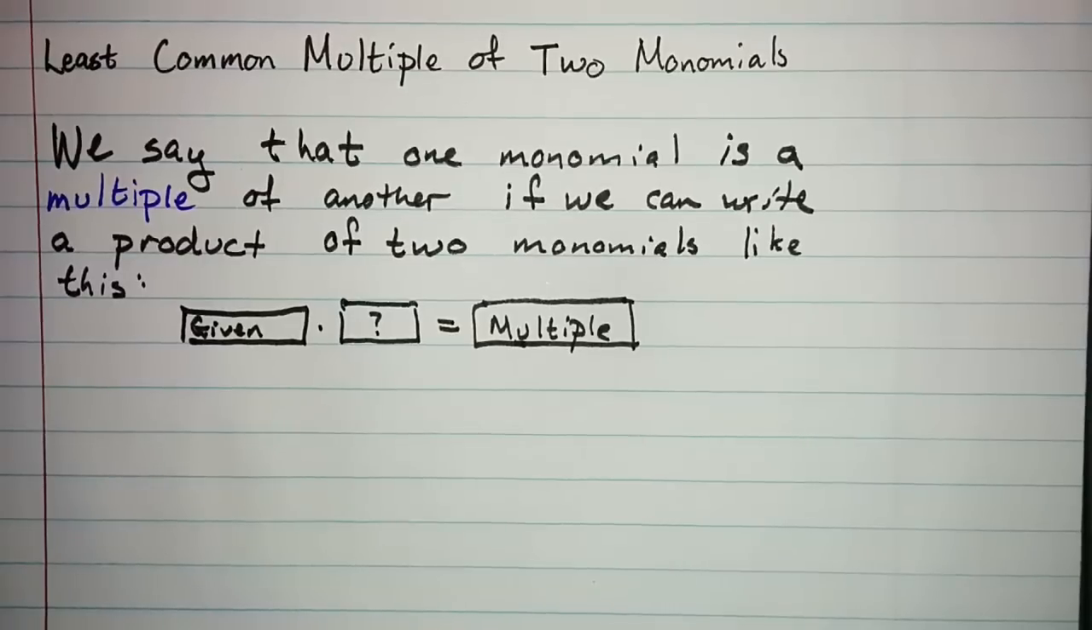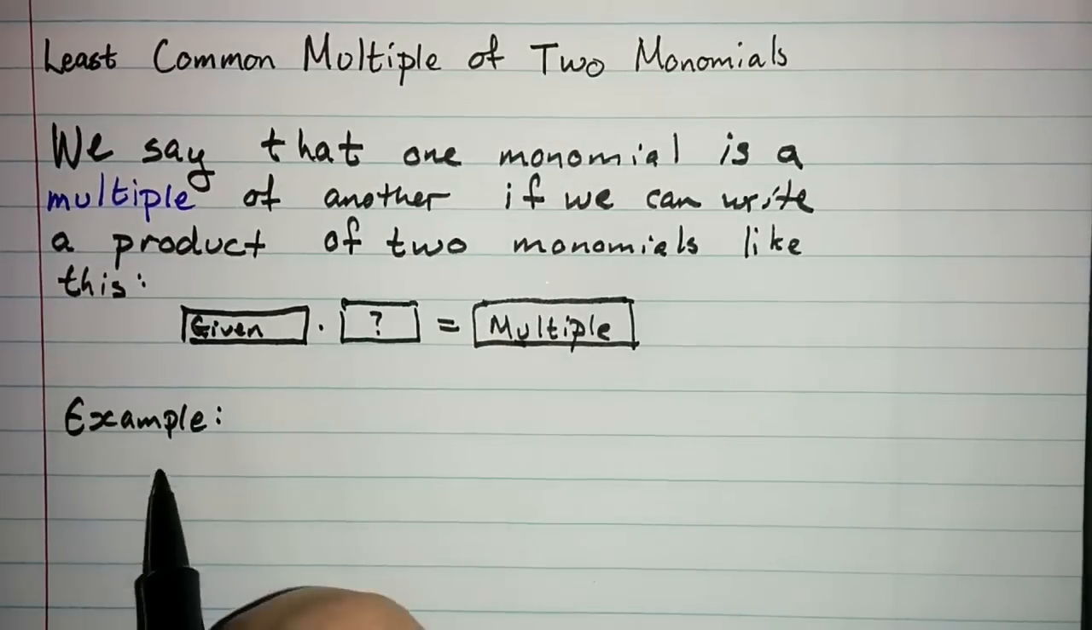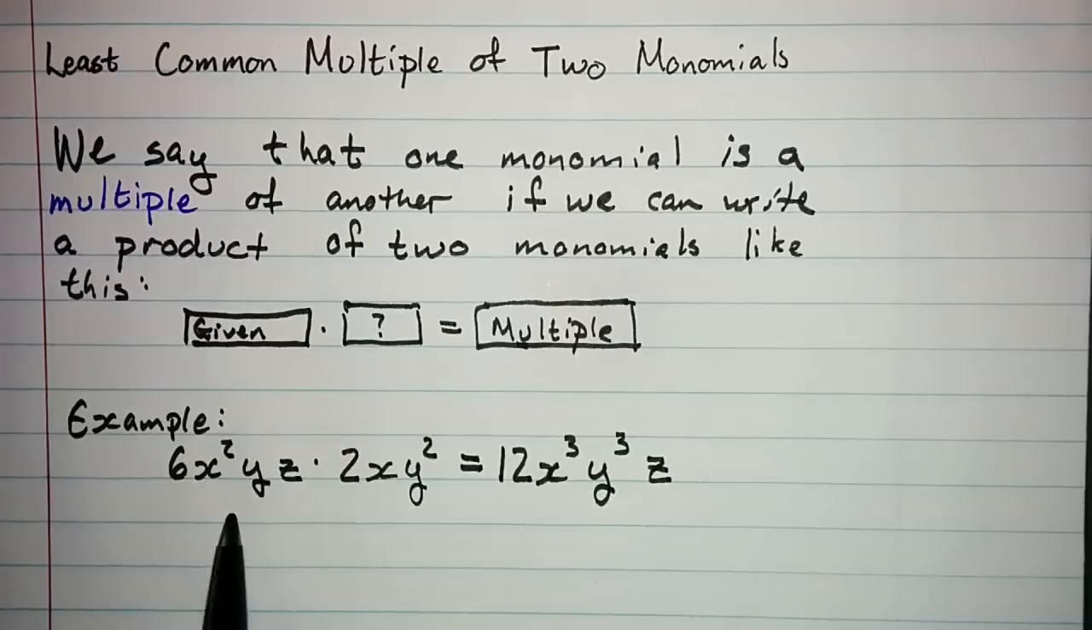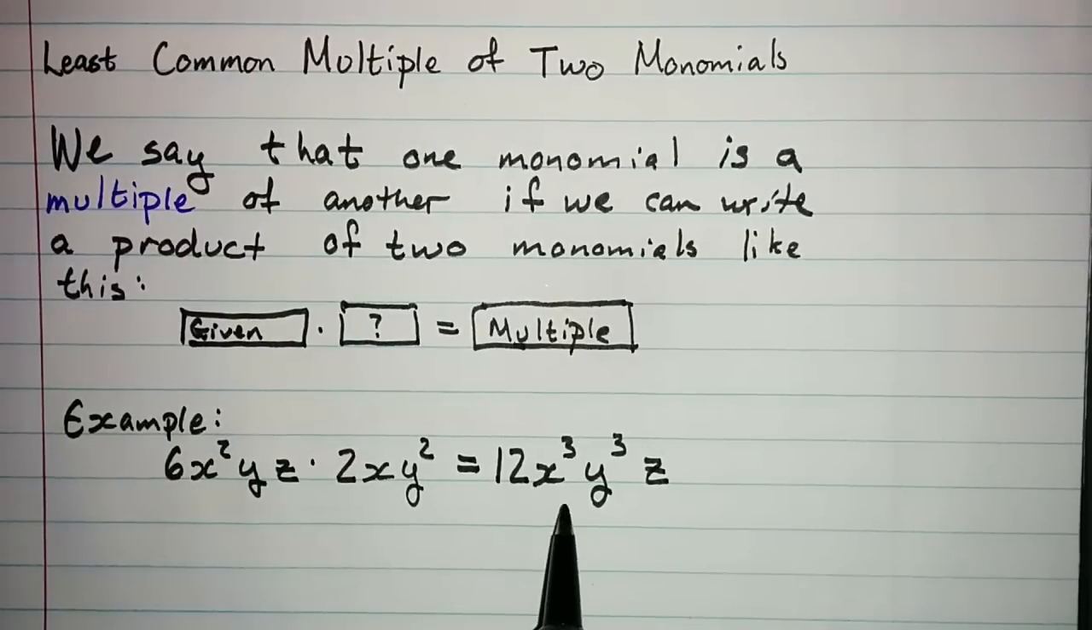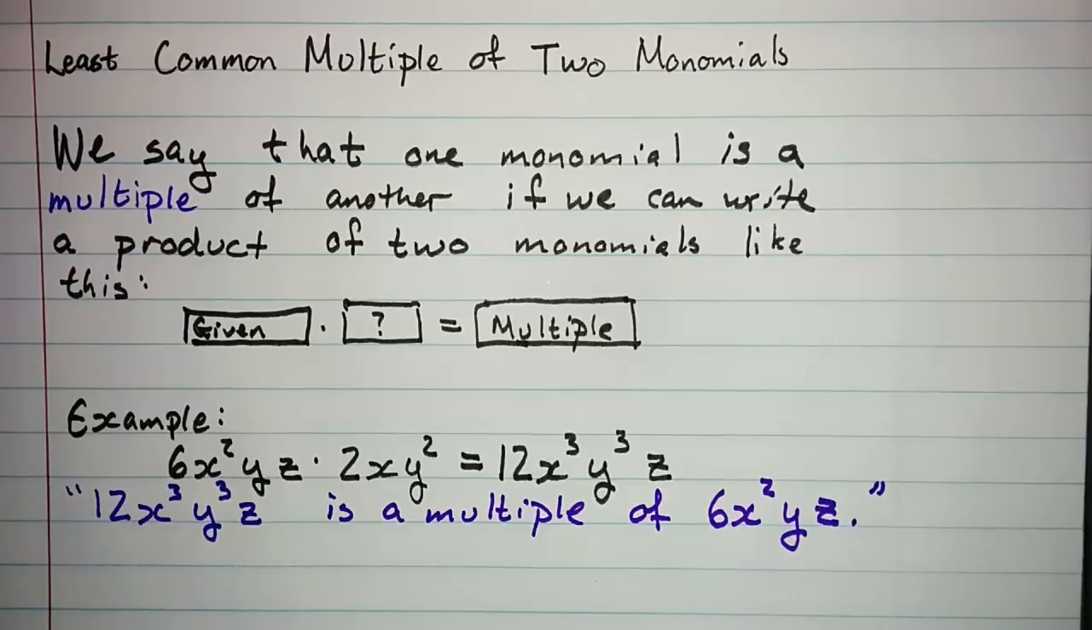So let me give you an example. Consider this monomial multiplication sentence: 6x squared yz times 2xy squared is 12x cubed y cubed z. This multiplication sentence tells us that 12x cubed y cubed z is a multiple of 6x squared yz. So we define multiple for monomials the same way that we do for numbers.